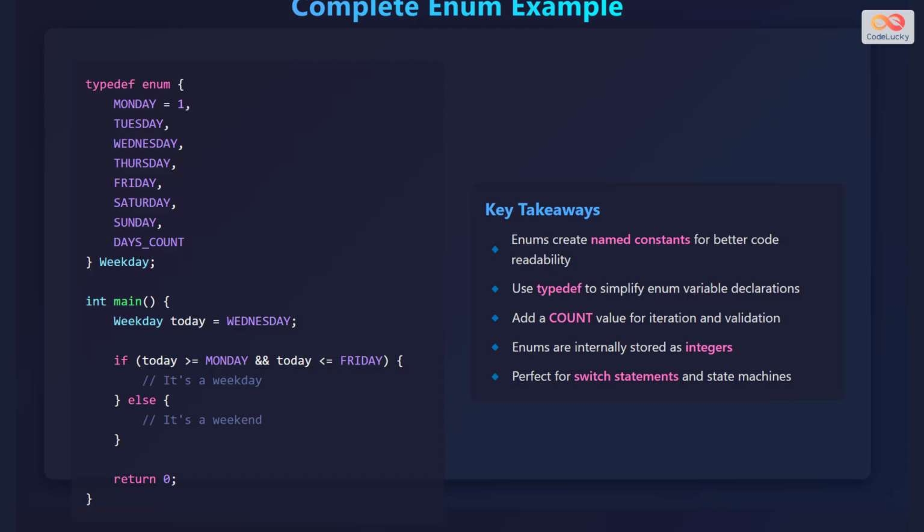Otherwise, it's a weekend. Here are the key takeaways from our discussion on enums. Enums create named constants for better code readability. Use typedef to simplify enum variable declarations. Add a count value for iteration and validation. Enums are internally stored as integers. Enums are perfect for switch statements and state machines.